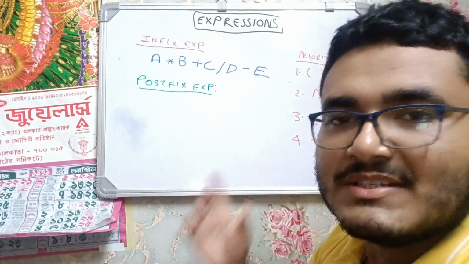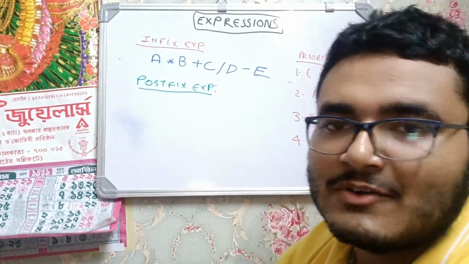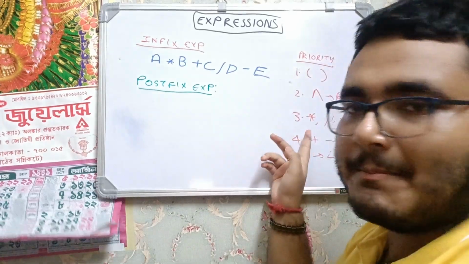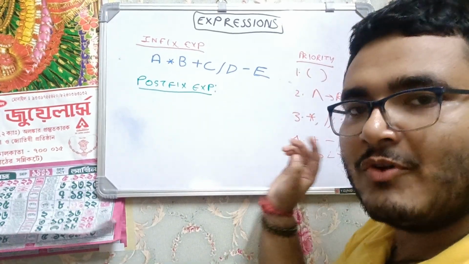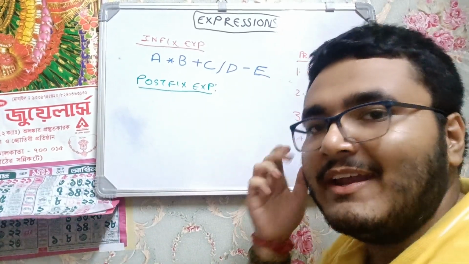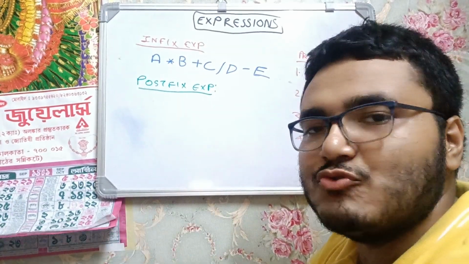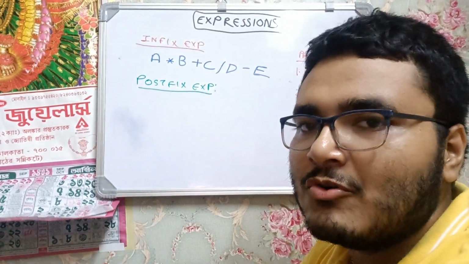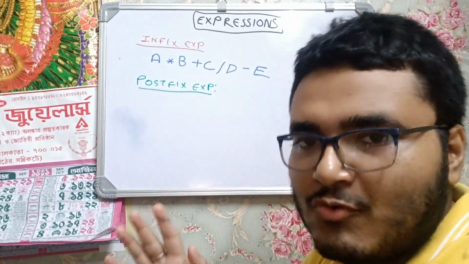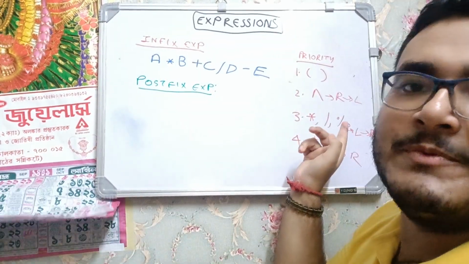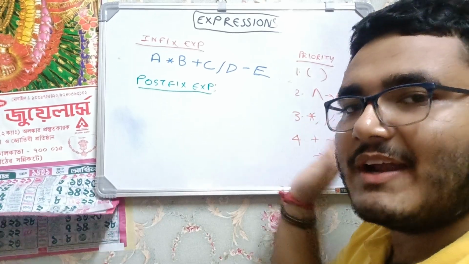So now, what is this associativity rule? The associativity rule states that if in an expression two operators have the same priority, then choose the one who comes first, the one who comes in the leftmost. In case of caret, we will be seeing who comes in the rightmost.